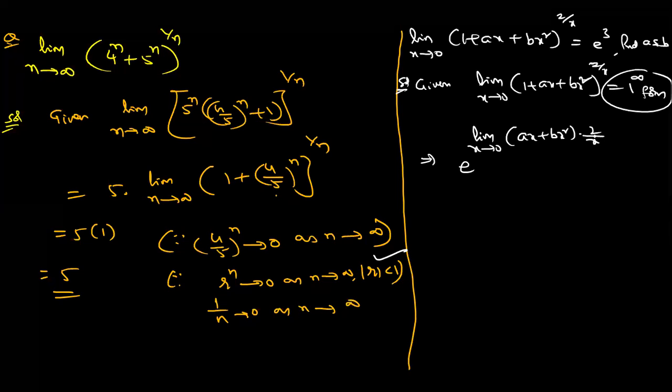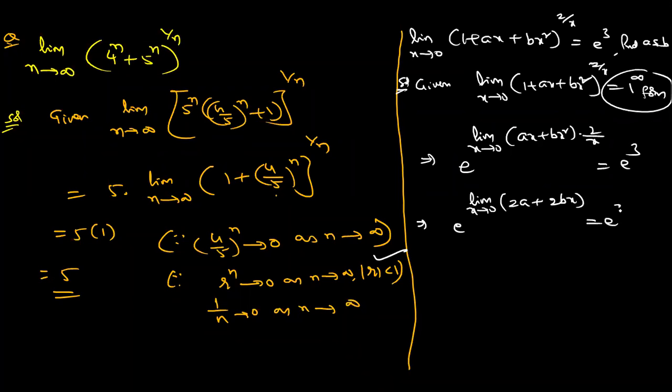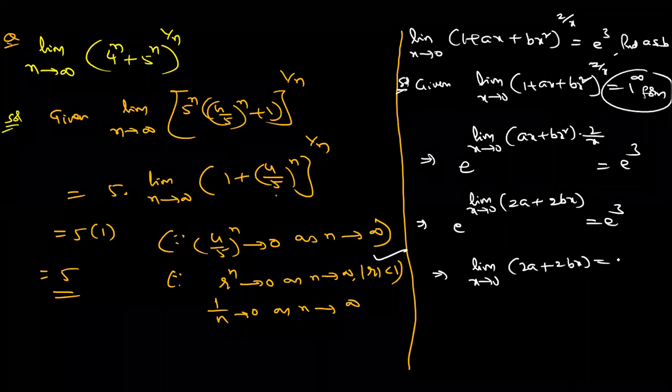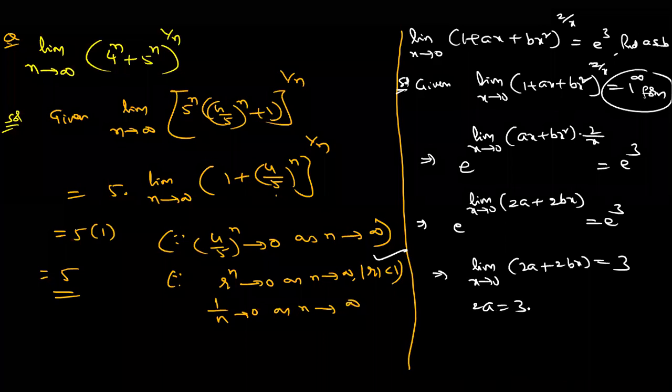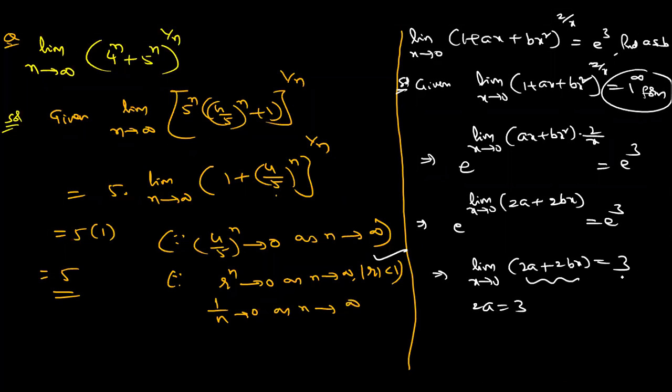The formula for 1 plus something is there. You can see, now this is equal to what? E power 3. So simplify. E power limit x tends to 0. Multiply this one: 2a plus 2bx is equal to e power 3. So limit x tends to 0, 2a plus 2bx is equal to what? 3. We get a finite number. That means what here? 2a is how much? 3.